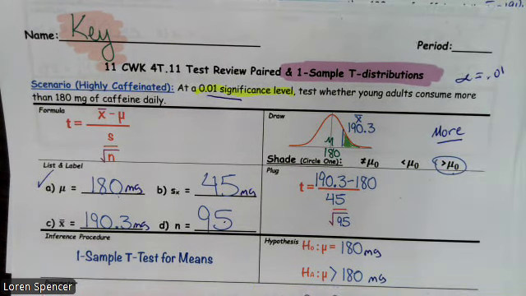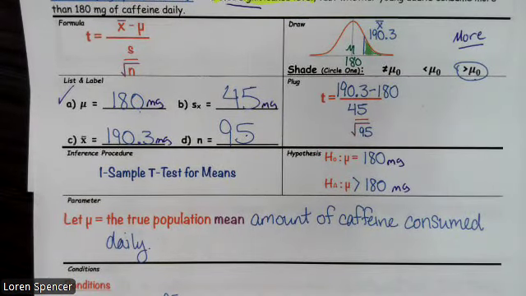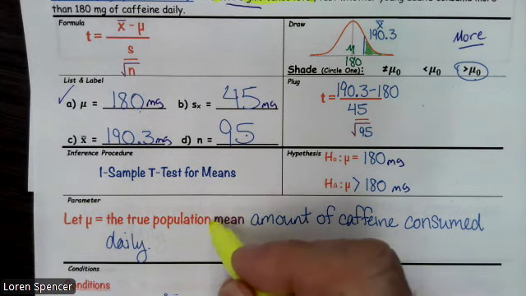So our parameter: let mu equal the true population mean amount of caffeine consumed daily. Paired would be the mean amount of the differences, but this is not paired, so just mean. All right, so make sure that you only use the word mean here.